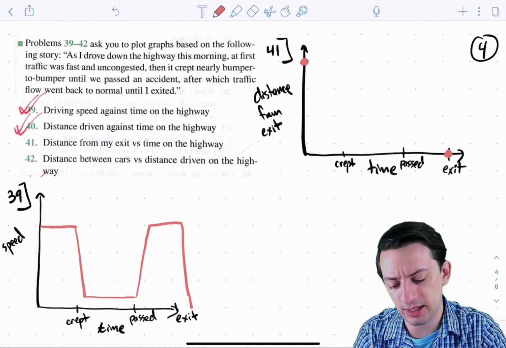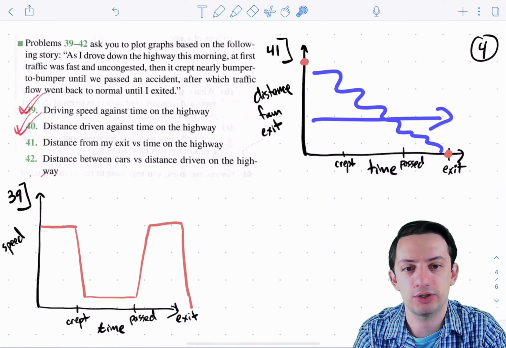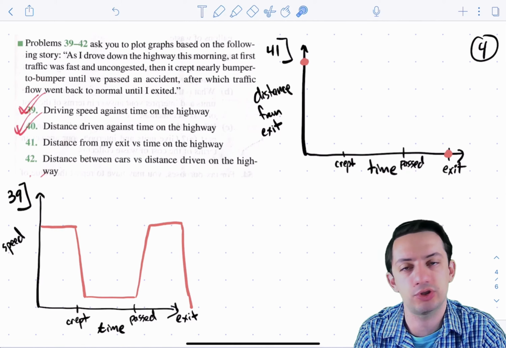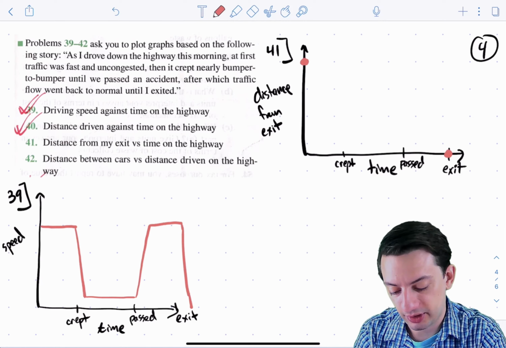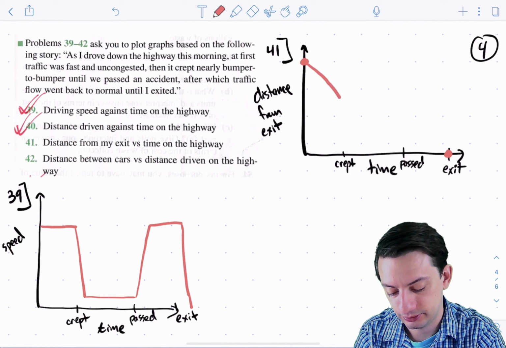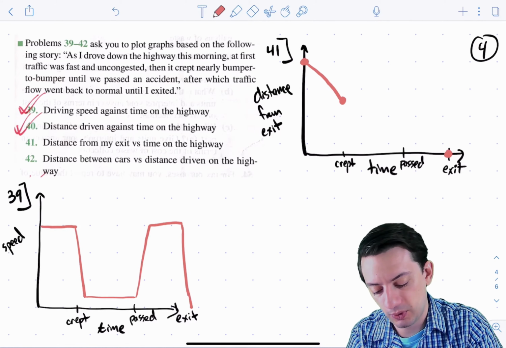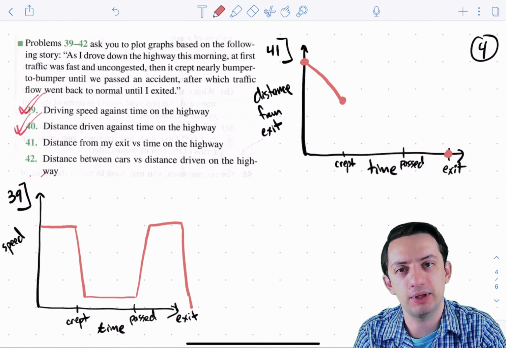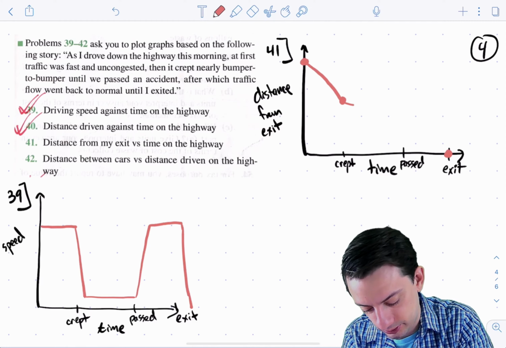It should make sense that in between, from here to here, the function is always going to be decreasing. It's always going to go down. It's never going to go up because we're assuming you don't make any U-turns or anything. Initially, you're traveling fast. So you're approaching your exit. The distance is shrinking quickly. But then between when you started being in traffic and ended, you're still getting closer but slower.